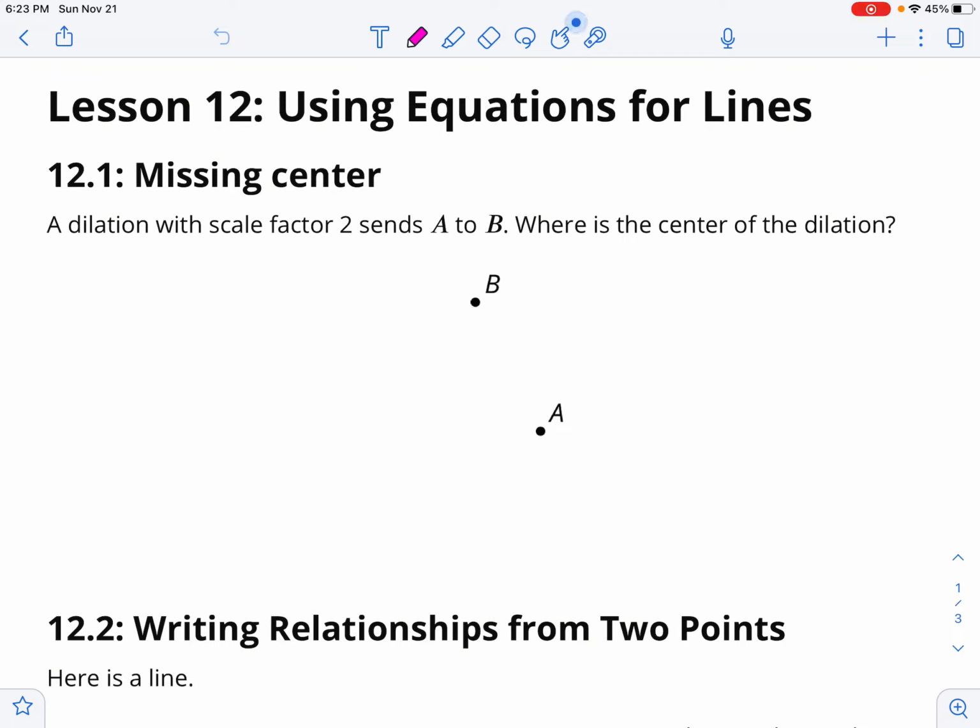12.1, missing center. A dilation with a scale factor of 2 sends A to B. Where is the center of dilation? Pause the video and try 12.1.